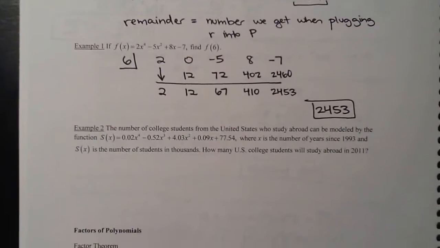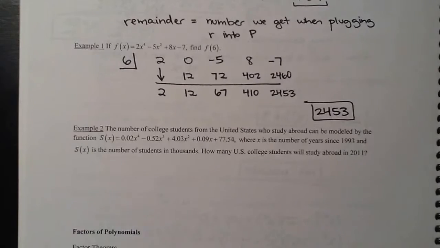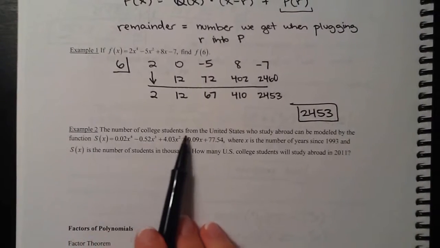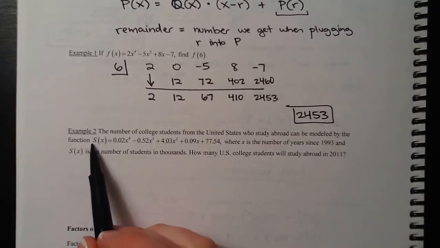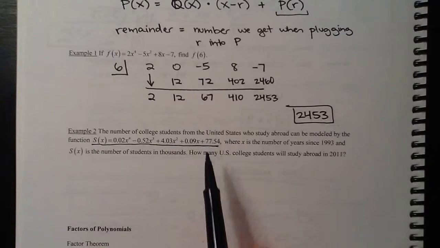Okay, so we're going to do one quick little story problem type. It's got college students who study abroad is given by this function right here.